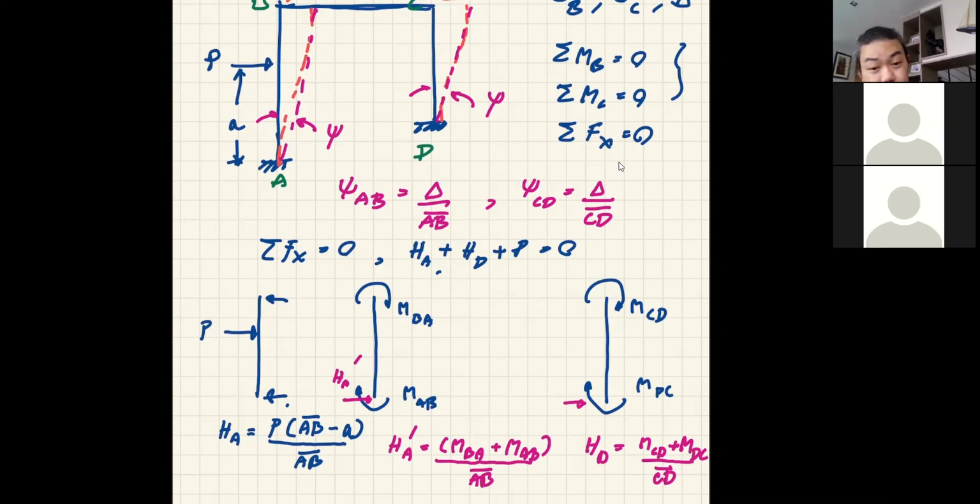Why do we have the MAB clockwise? Oh, because remember that we use clockwise positive for the sign convention. So I prefer to write things in clockwise, even though it may be counterclockwise. It could probably help you better in terms of managing the sign convention, because remember that your slope deflection equation is based on the clockwise positive sign convention, okay?